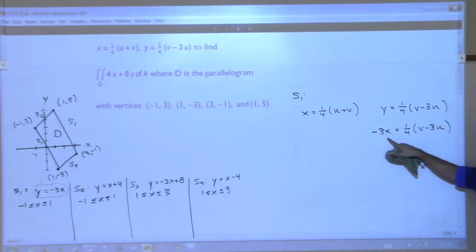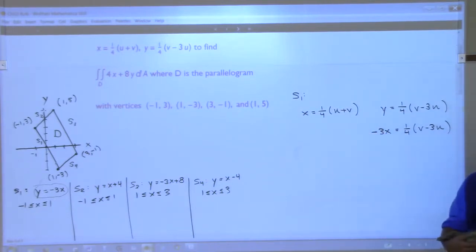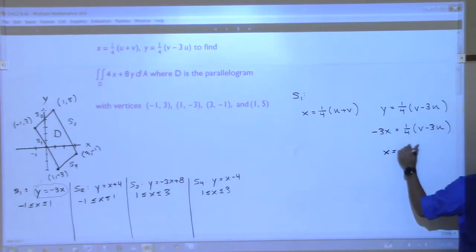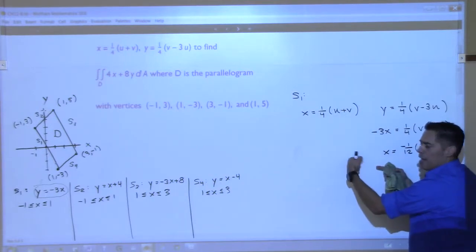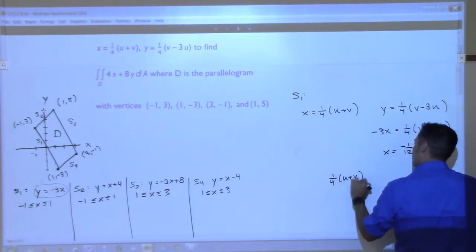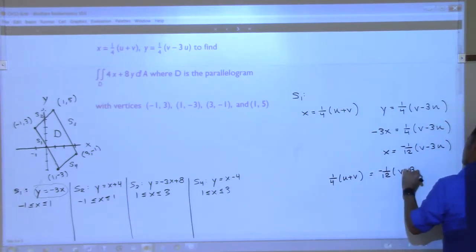And then what I'm going to do is solve this for x. Because if I solve this for x, then this is x, then they're equal to one another, aren't they? So if I solve this for x, I get, divide both sides by negative 3, negative 1/12 v minus 3u, like that. Make sense? Now equate these two together. 1/4 u plus v equals negative 1/12 v minus 3u.